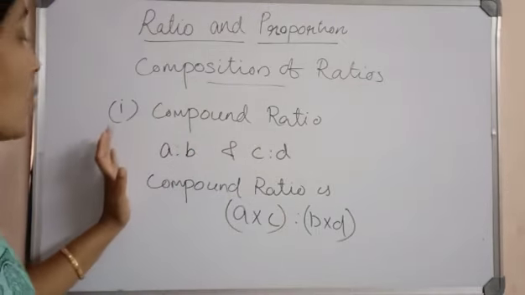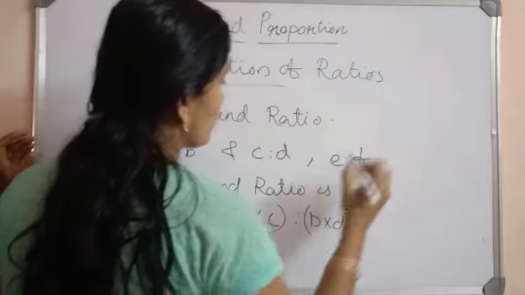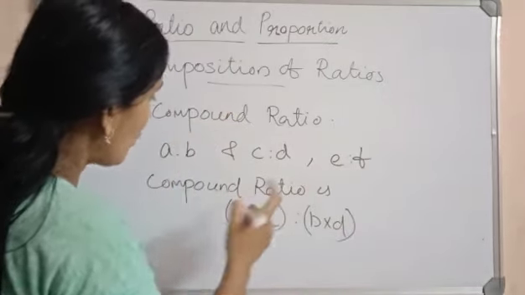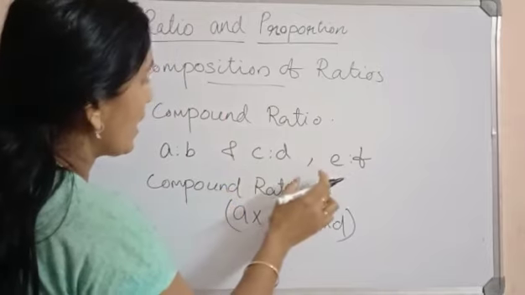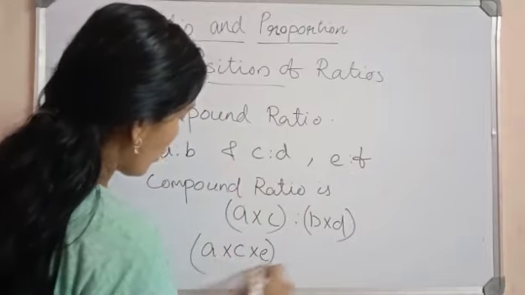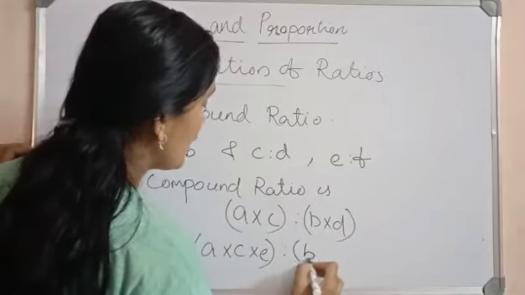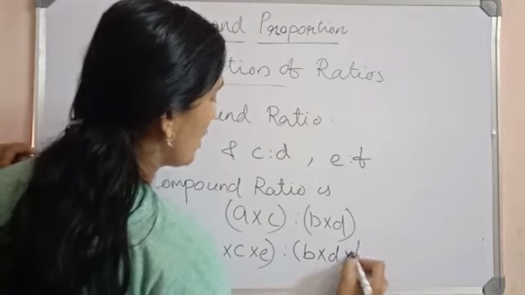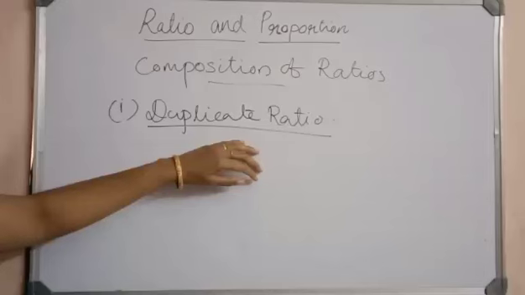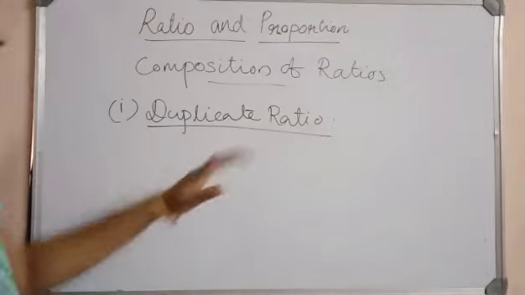If there are three ratios, with E is to F as well, then the compound ratio is the product of all three antecedents, A into C into E, to the product of the consequents, B into D into F. This is the compound ratio. Next is the duplicate ratio. Duplicate ratio is the compound ratio of two equal ratios.